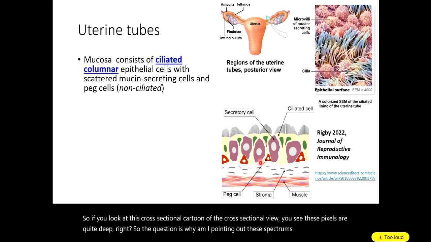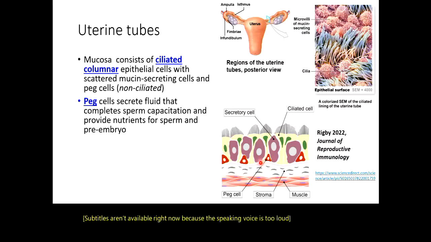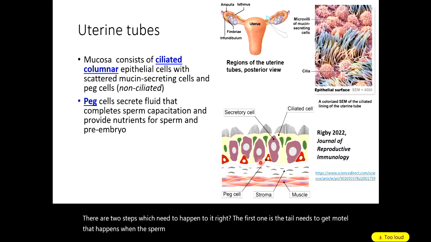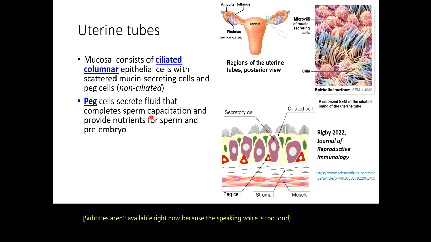Right, so the question is, why am I pointing out these PEG cells? The PEG cells are going to release certain fluids which will complete the capacitation of the sperm. So to remind you of what we discussed yesterday, I told you that the sperm produced in the seminiferous tubules cannot fertilize the egg. There are 2 steps which need to happen to it, right? The first one is the tail needs to get motile. That happens when the sperm encounters the fluids from the seminal glands, so it activates the tail to start moving, and the fluids from the PEG cells are going to affect the head of the sperm, and cause some structural changes in the proteins, and we'll talk about what those changes are when we get to fertilization.